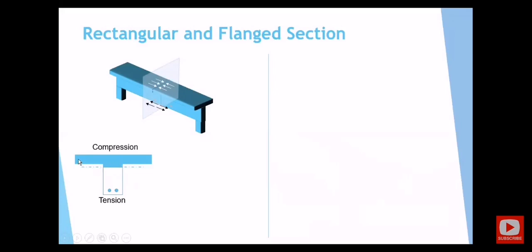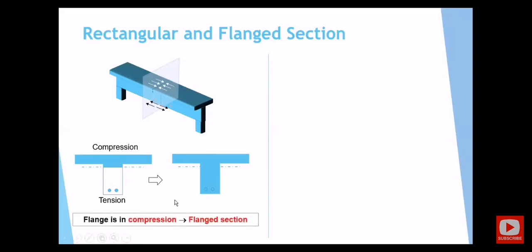So in this case, the flange is carrying compression force, so we have to consider the flange, and it will be designed in this case as a flanged section. When you have a compression on the flange or on the slab, in this case, you will consider it and it will be designed as a flanged section. So as a conclusion for that, if the flange is in compression, we design this section as a flanged section.